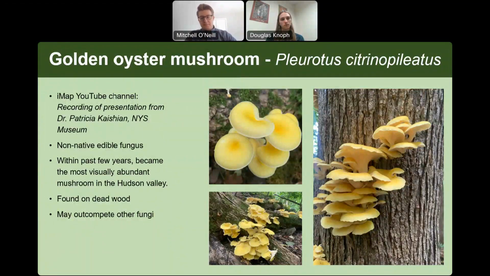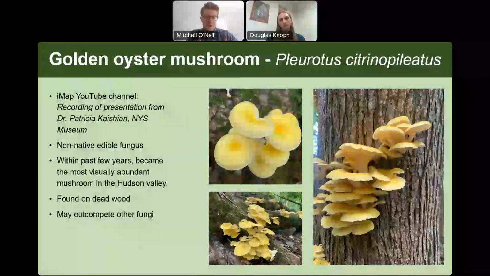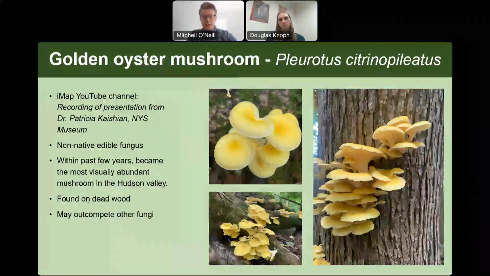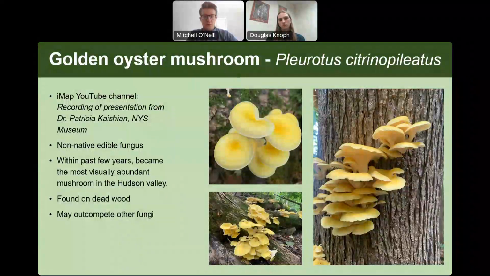In terms of identification, I don't know my fungi very well and they can be very tricky, but this one's pretty easy. So if you're seeing a shelfy oyster mushroom and it's bright yellow, then it's pretty much golden. It's going to be golden oyster mushroom. So if you see something that looks like this, go with golden oyster mushroom.